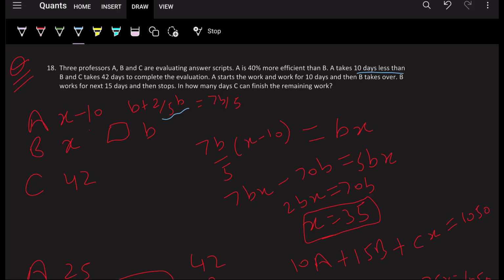Now the total work for A will be what? 7B by 5 into X minus 10, efficiency into number of days. The total work for B is equal to B into X. And I will equate these two because both are doing the same amount of work. So from there we got X equals 35. So by getting X equals 35, we got A, B, and C number of days.